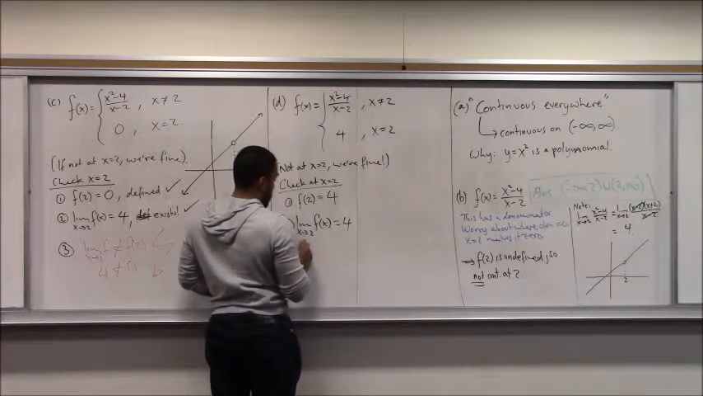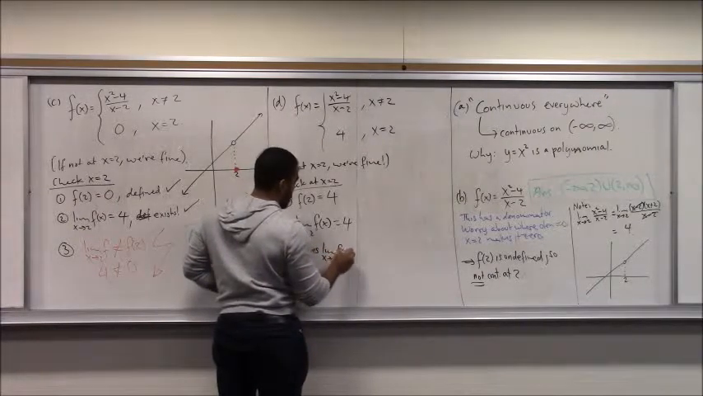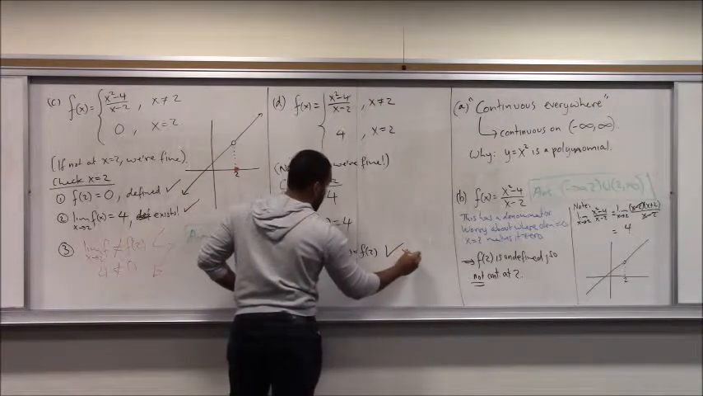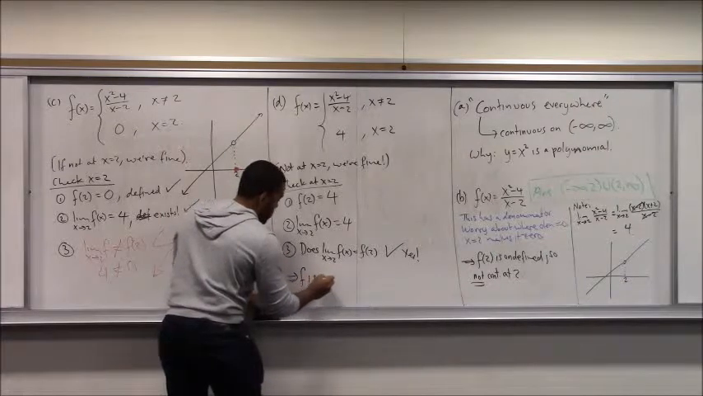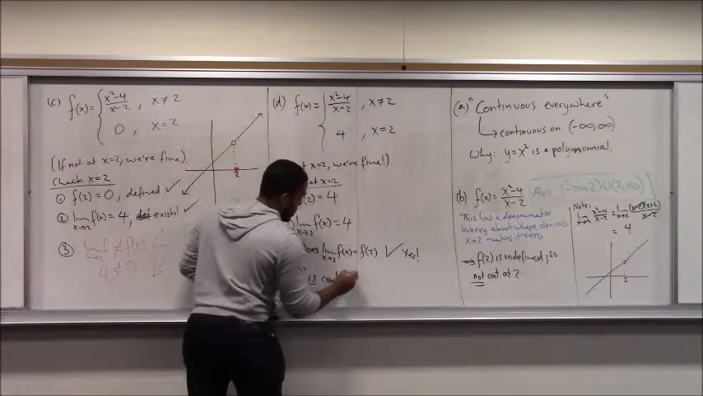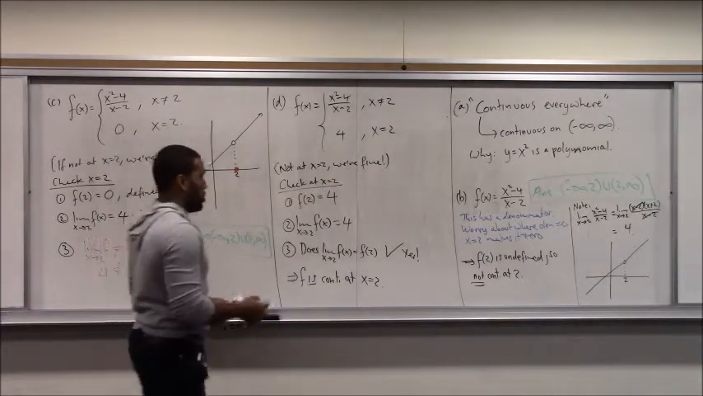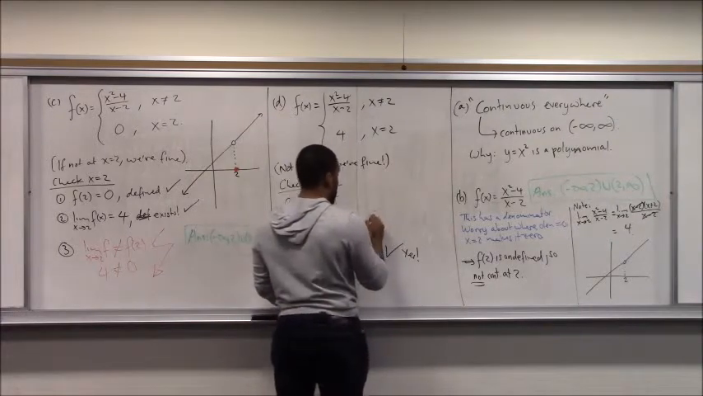Oh, yeah. Does the limit as x approaches 2 of our function equal f of 2? The answer is yes. This means f is continuous at 2. This particular function is continuous at 2. And so the answer here would actually be, this one is continuous everywhere.